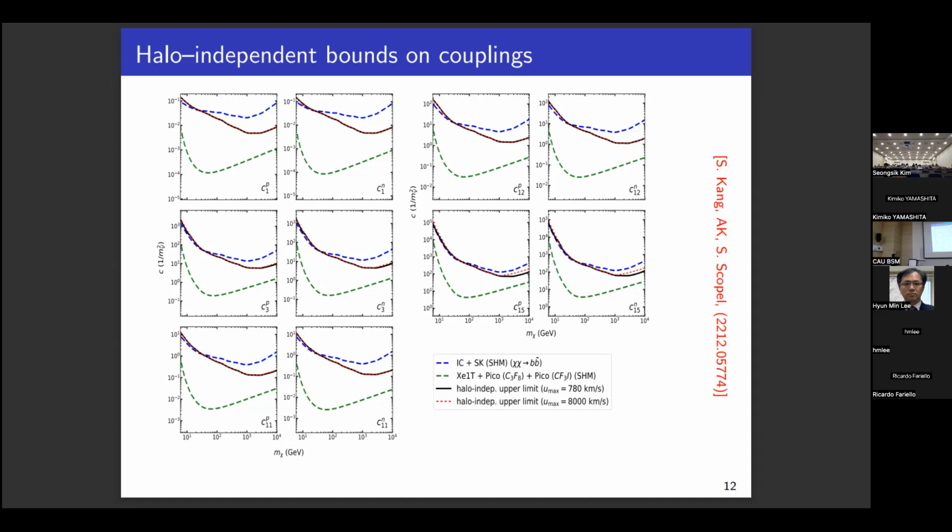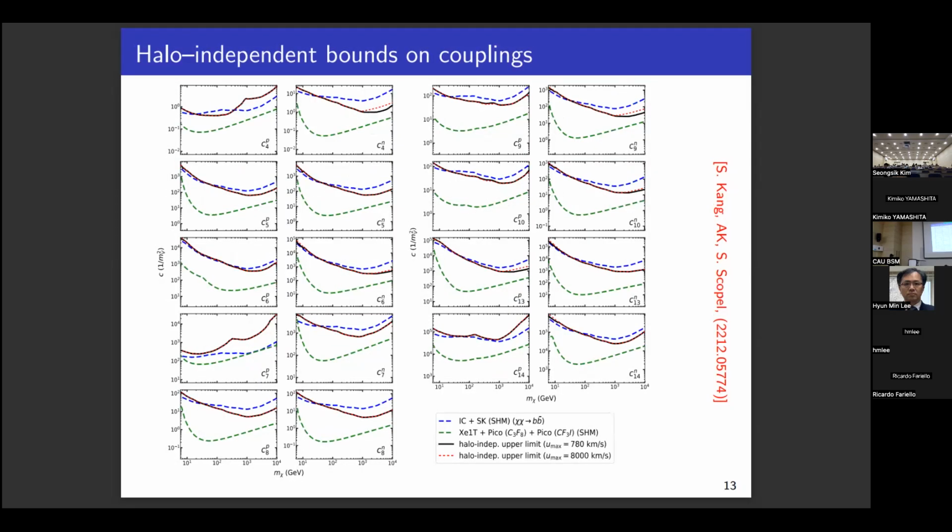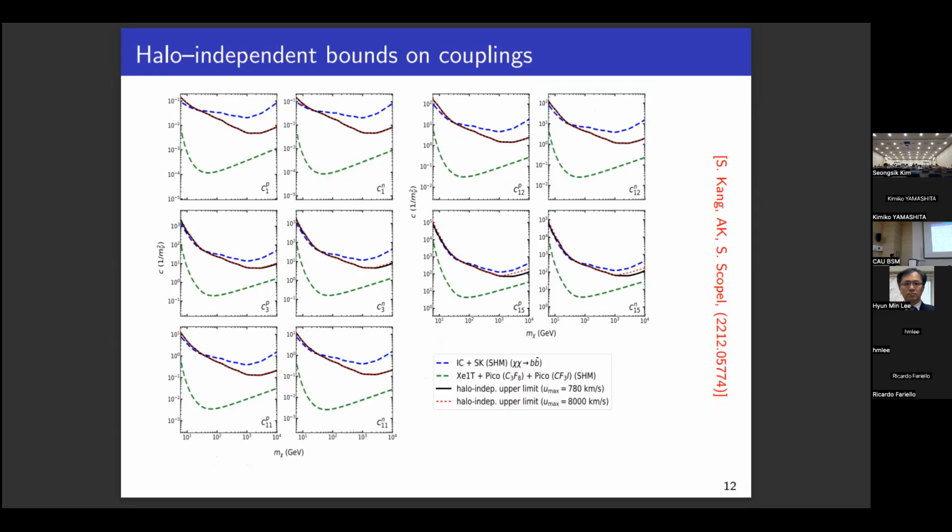That means any point above this black line is disallowed by experimental data, independent of the assumption on the WIMP speed distribution. For comparison, we also show the upper limit from neutrino telescope and the upper limit from direct detection, which are obtained assuming the standard halo model. So these are shown just for comparison with this halo-independent bound. In the same way, we obtain the halo-independent bound for the other remaining operators. So this set of plots is our main result.